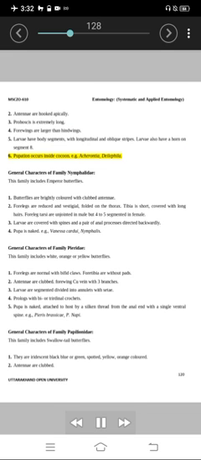General characters of family Nymphalidae. This family includes emperor butterflies. 1. Butterflies are brightly colored with clubbed antennae. 2. Forelegs are reduced and vestigial, folded on the thorax. Tibia is short, covered with long hairs. Foreleg tarsi are unjointed in male but 4 to 5 segmented in female. 3. Larvae are covered with spines and a pair of anal processes directed backwardly. 4. Pupa is naked, e.g., Vanessa cardui, Nymphalis.